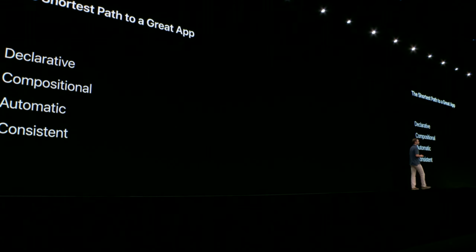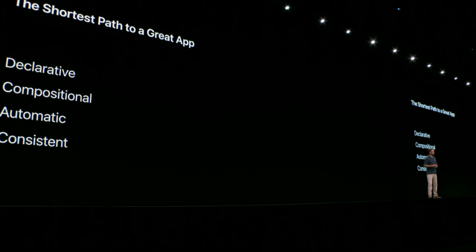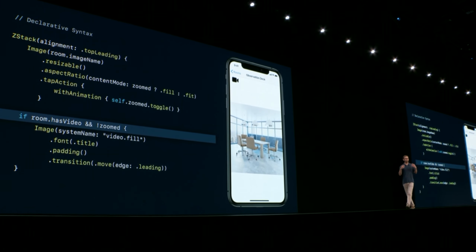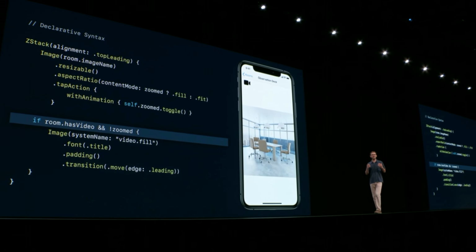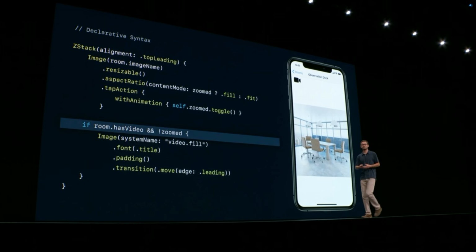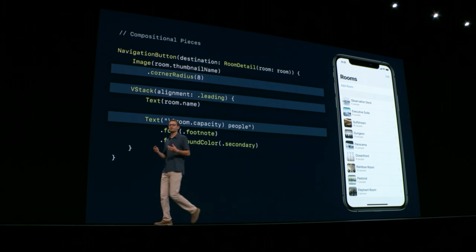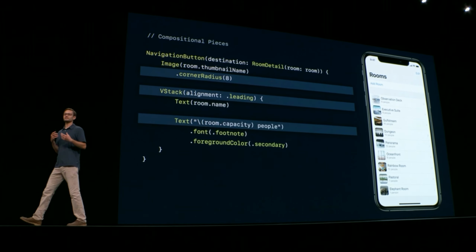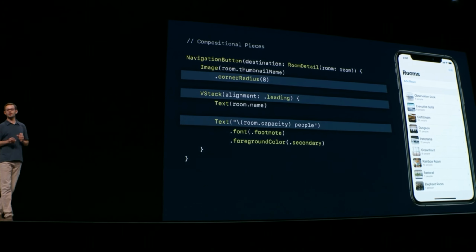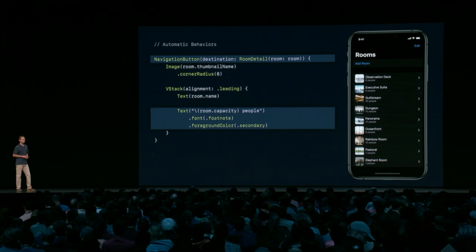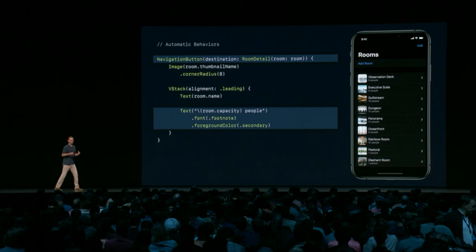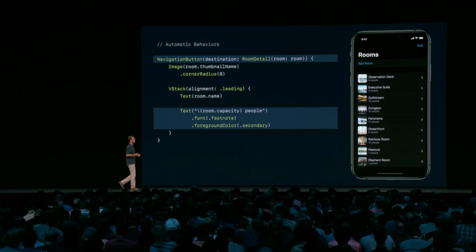So our goal with SwiftUI is to give you the shortest path to a great app that's going to reach the widest audience. We saw 4 of SwiftUI's key design principles at play today. We saw declarative syntax, which will evoke the actual UI you're building and take care of those imperative details like adding and removing subviews on your behalf. We saw the compositional pieces and how you can combine together pieces of content, modifiers, and containers to build exactly the UI you're looking for. We saw all the automatic behaviors you get by saying less and letting the framework take care of more.